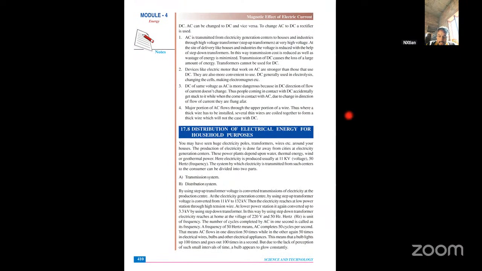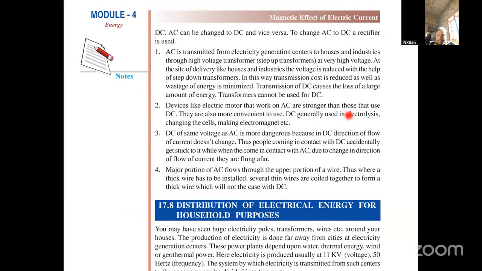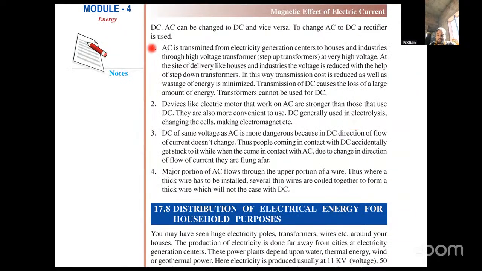Now I told you about AC and DC. So we will read this thing also. Now this is also important. Okay. This is also an important part. Yeah. Please.